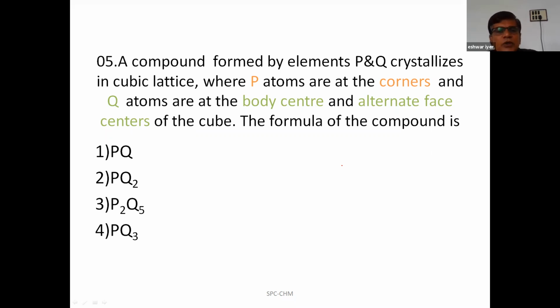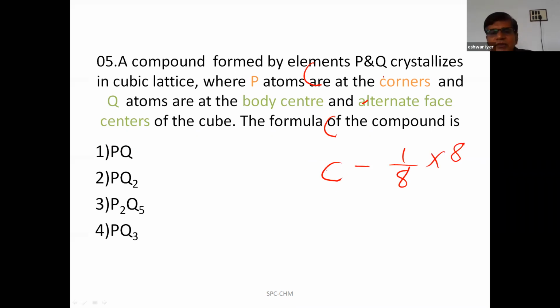You can find the ratio of the two components of a solid not only by using voids filled, you can also find it by the positions of the constituents. If the constituents are at the corners, it will be 1/8 of 8 constituents. And if there is a body center constituent, it is 1 full. The body center constituent is not shared with other constituents.